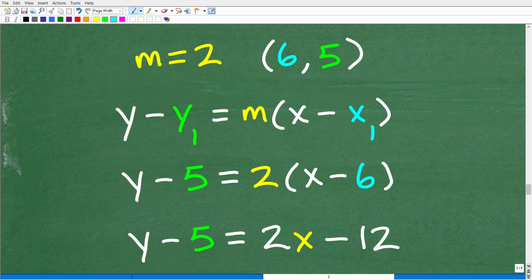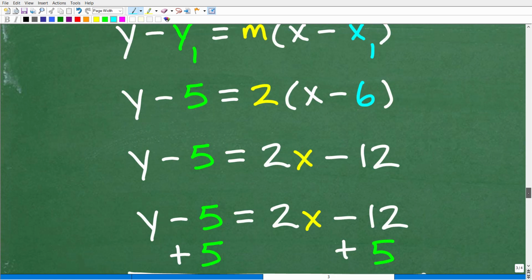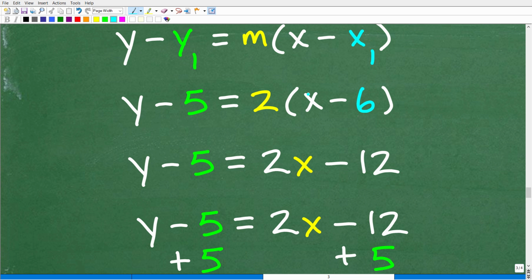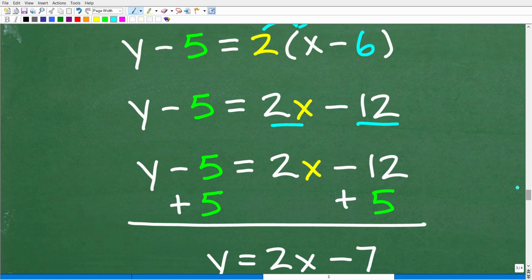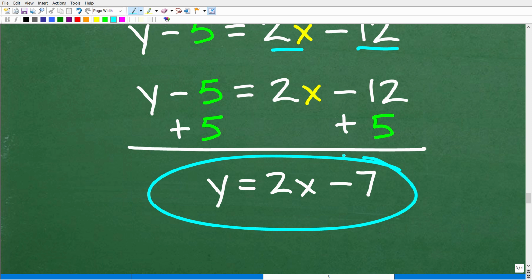Okay, so now all we need to do is simplify this and get it into y equals mx plus b form. And what we're going to do first, once we have everything plugged in, is do the distributive property on the side. So 2 times x is 2x, and 2 times 6 is 12. So we have 2x minus 12. So we have y minus 5 is equal to 2x minus 12. Okay, so we're just going to solve for y. So this is pretty easy. All we're going to do is add 5 to both sides of the equation, and voila, we have our equation in y equals mx plus b, or slope-intercept form, and that is y equals 2x minus 7.